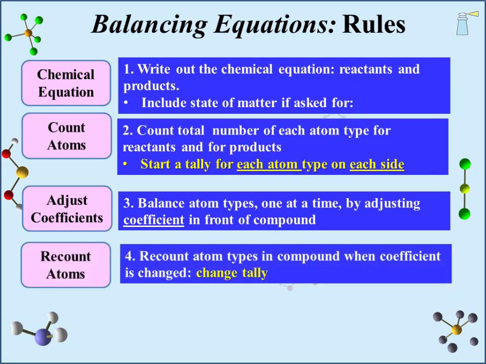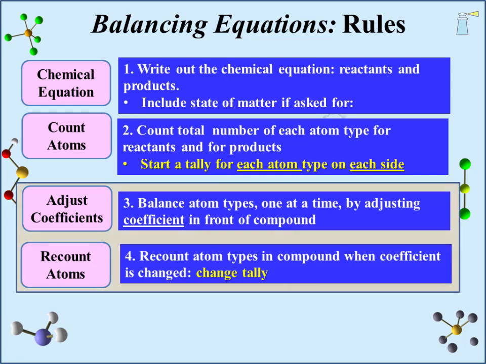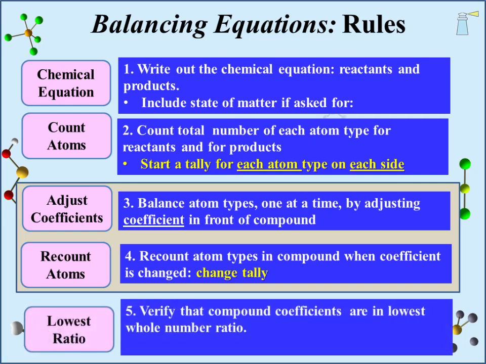Step 4 is to recount atom types in the compound when the coefficient is changed. Change the tally to reflect the change in the number of atoms. And in most chemical equations, steps 3 and 4 are repeated with other atom types until the tally of atoms in the reactants is equal to the tally of atoms in the products. Once a balanced equation has been obtained, verify that the coefficients are in the lowest whole number ratio.